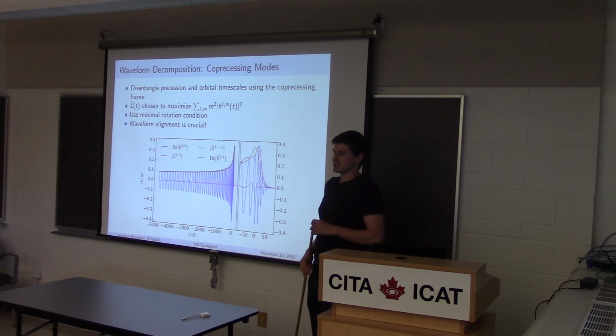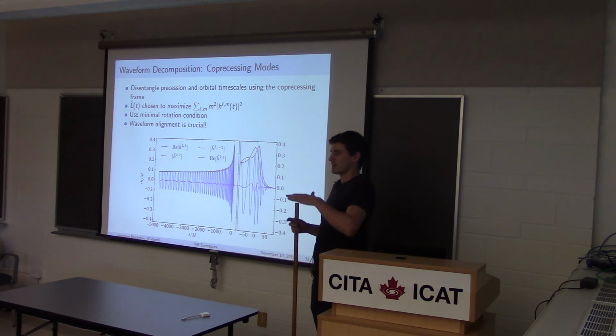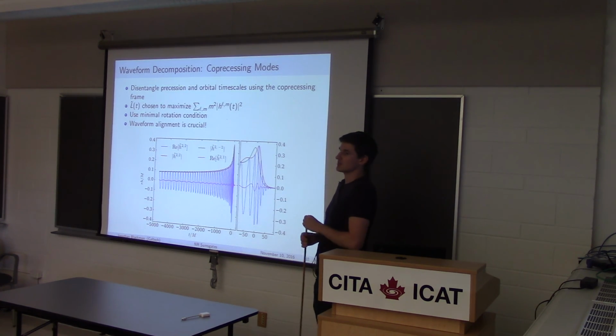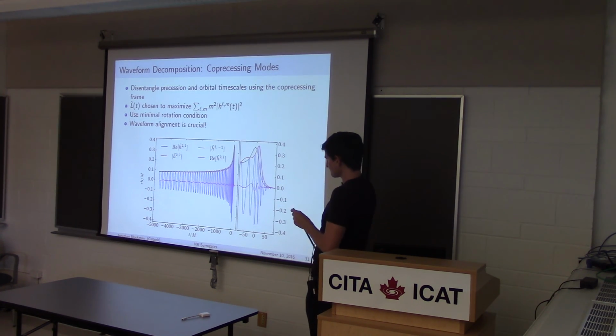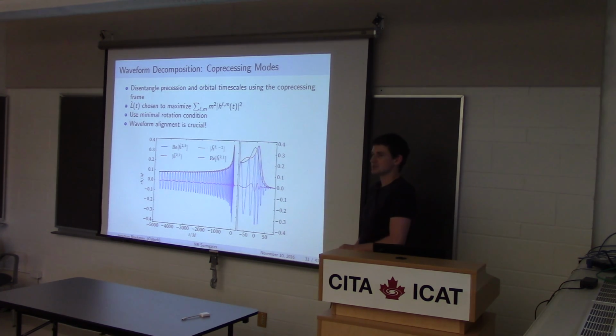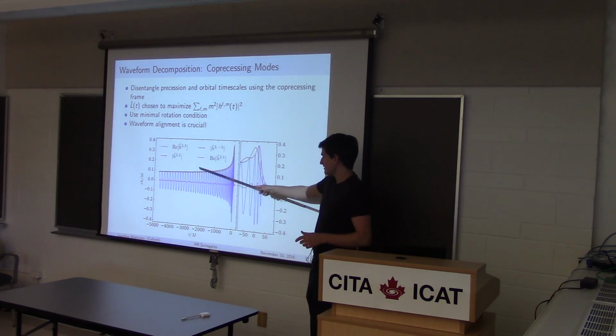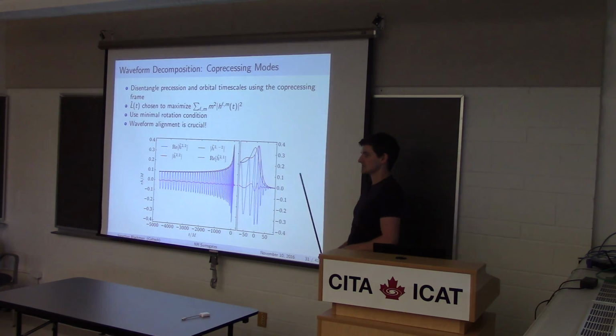So the first step is to go into this co-processing frame that I mentioned at the beginning of the talk, where we're in a frame which processes along with the binary black hole system. In this frame, the modes look a lot more simple. The black and red curves are the amplitudes of the 2-2 mode and the 2-(-2) mode. You see they're a lot smoother than in the previous plot, but there's still some little orbital timescale oscillation.